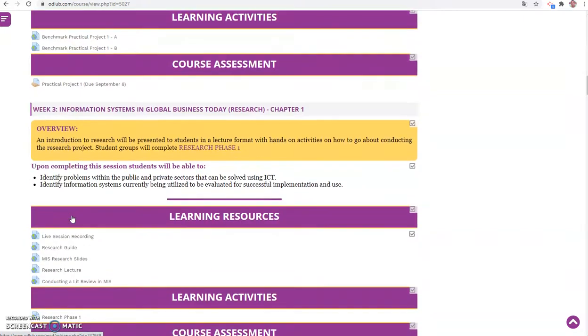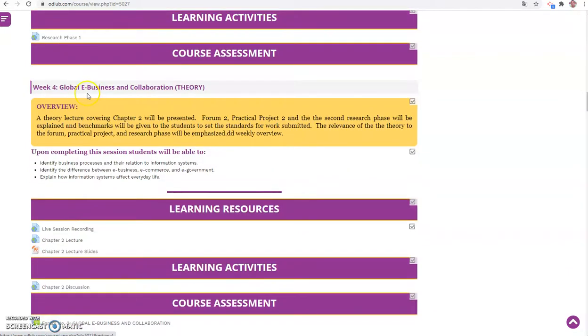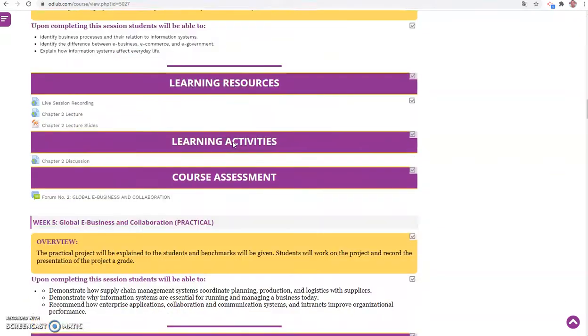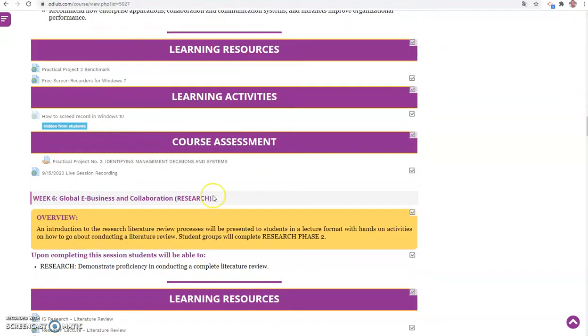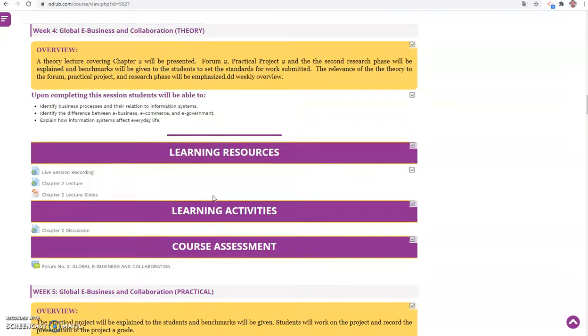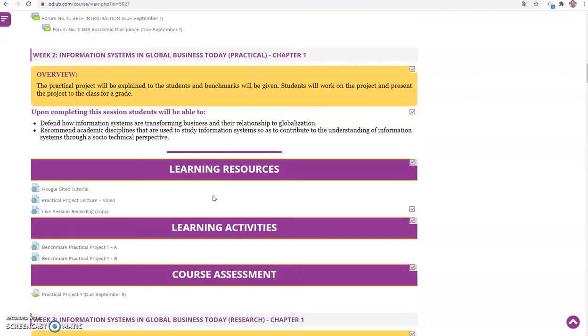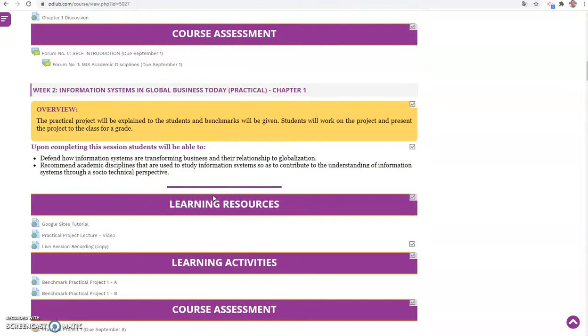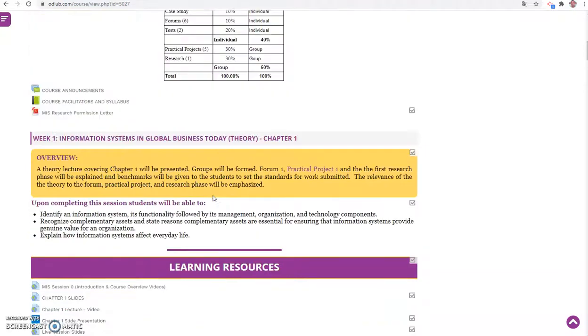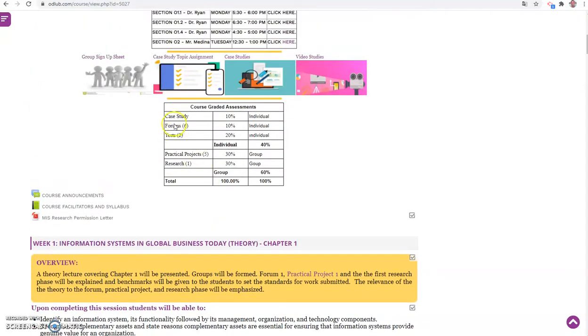So if you look going forward, we're going to start week 4 with chapter 2, and then chapter 2 will do theory, practical, and research, and we'll continue that way. So it's cyclical. Once you've done the first 3 weeks, you're just going to repeat that 4 more times, with the exception that at some point you're going to have to do the case study, which I will tell you the dates, and the 2 tests. And in the last week, you're going to have the final research.